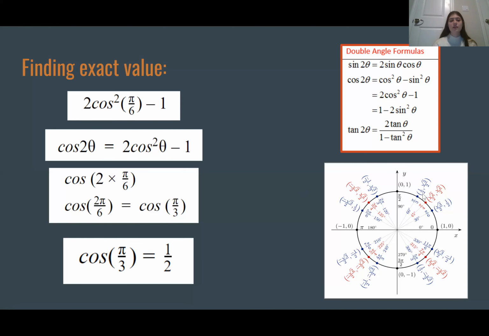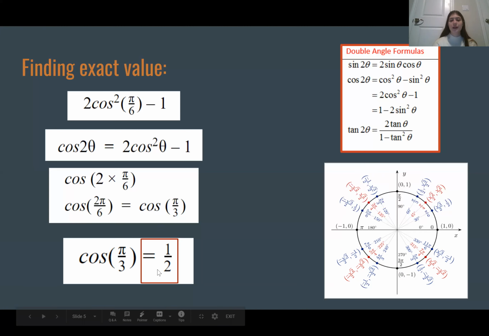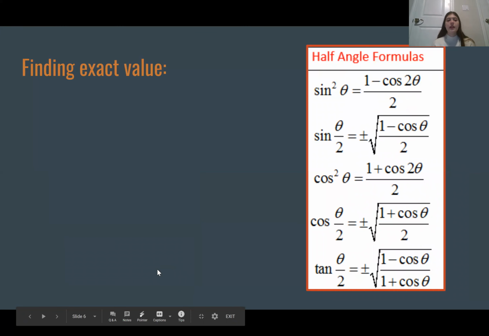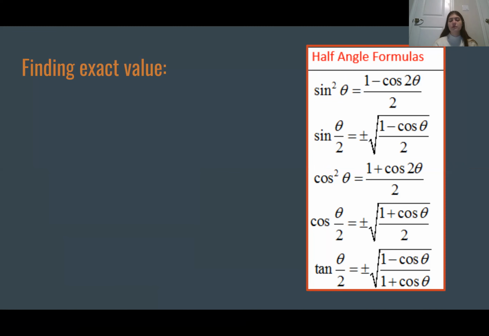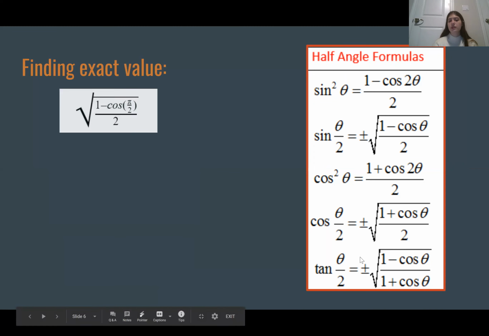So hopefully we've written all of this down. Oh, there you go, 1/2. Okay, so let's find the exact value using one of the half angle formulas now. I'm not sure why I didn't put the unit circle at the bottom here, but that's okay. I'll just reference the last slide to find it.